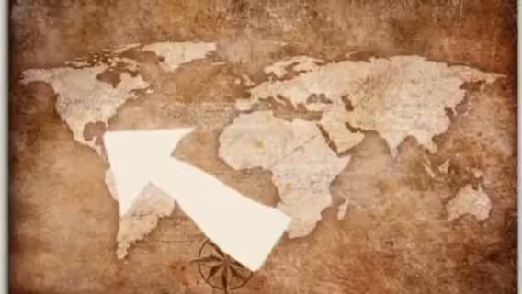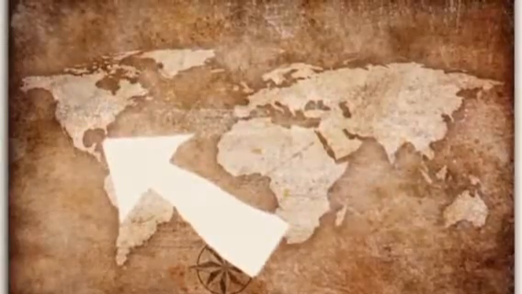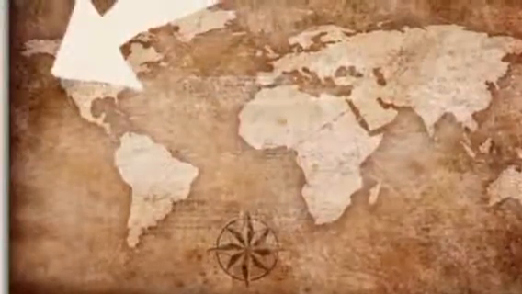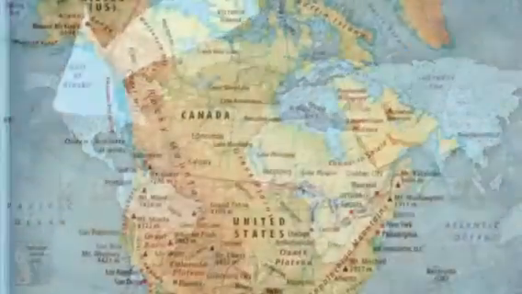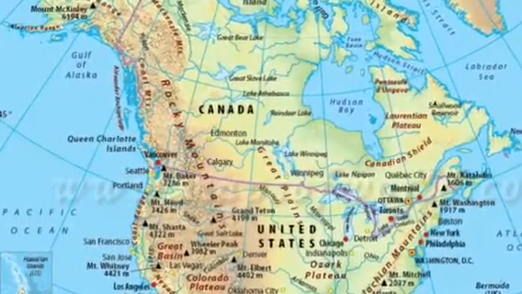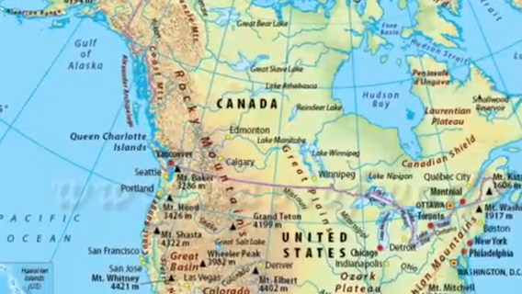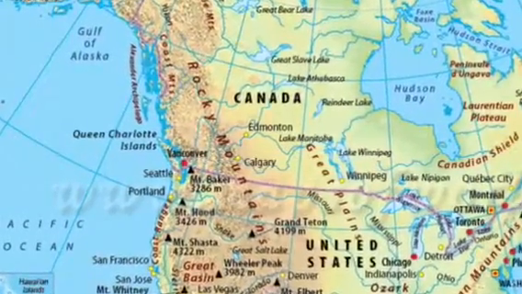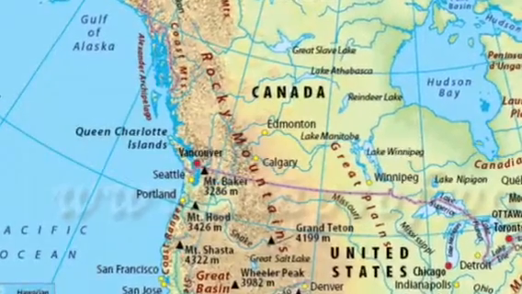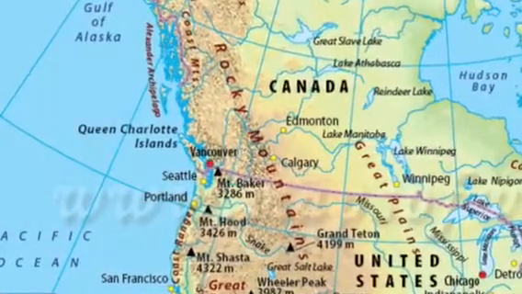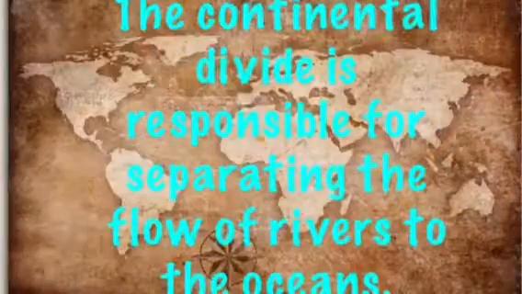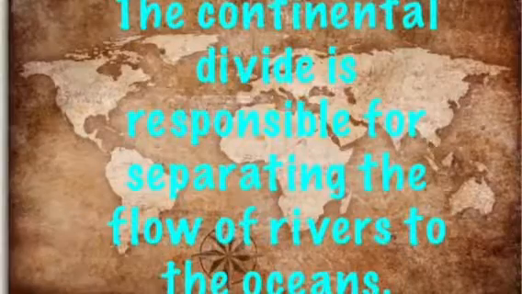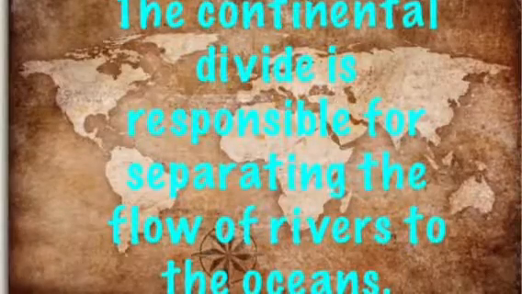These countries are located in between two oceans. To the east is the Atlantic Ocean, and to the west is the Pacific Ocean. Both countries contain different types of landforms, including plains and mountains. The largest mountain range in North America are the Rocky Mountains. Along the Rocky Mountains runs the Continental Divide. The Continental Divide is responsible for separating the flow of rivers to the oceans.